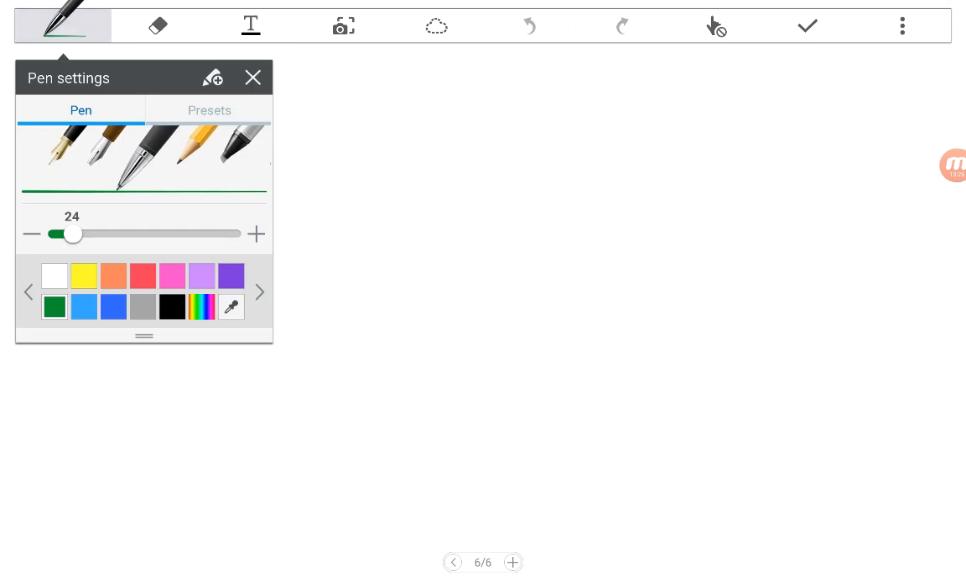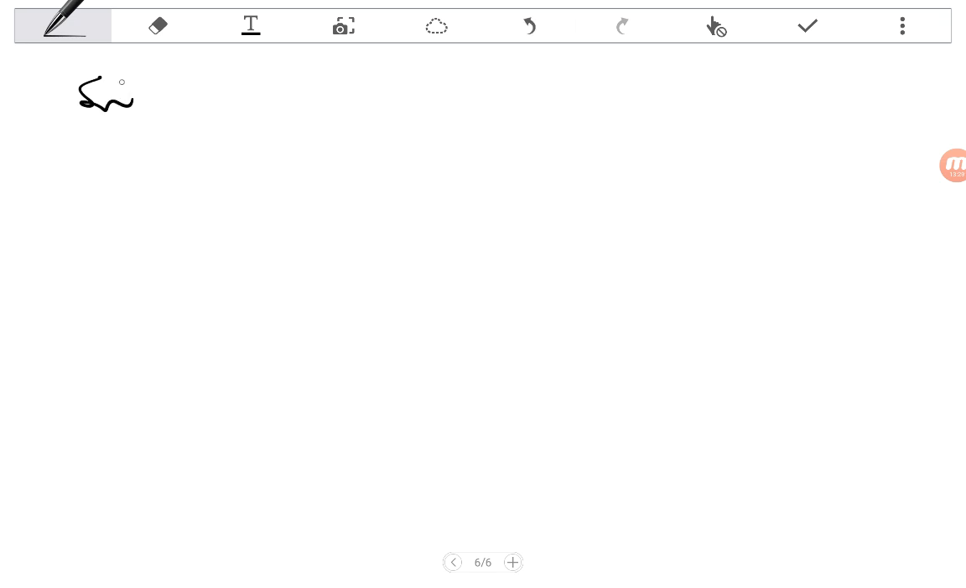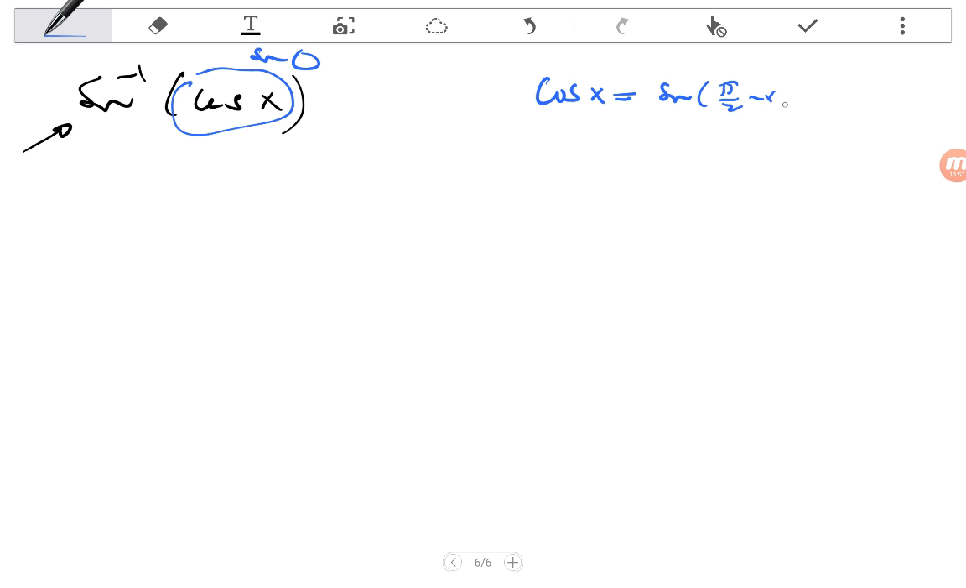What about this expression, sine inverse of cosine x? Also we have the inverse outside, not inside. So we just need to put this cosine as sine of something. How would we do that? We have some relations of the complement of the angle. We know that cosine of x is exactly the sine of pi over 2 minus x. This is called the complement of the angle.